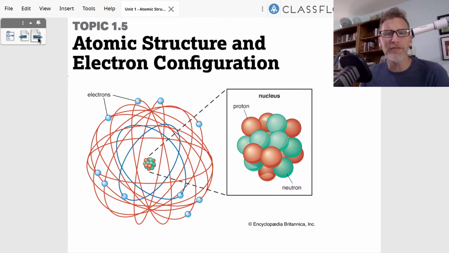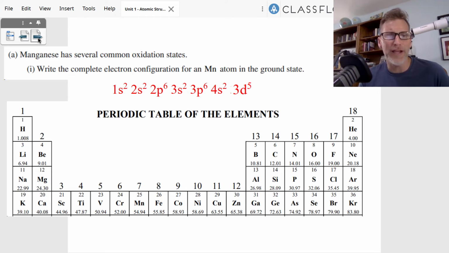Let's go to topic 1.5. And topic 1.5 is about atomic structure and electron configuration. And first, they wanted us to do the complete electron configuration of a manganese atom. So you look at where manganese is on the periodic table, and you're going to do the electron configuration.